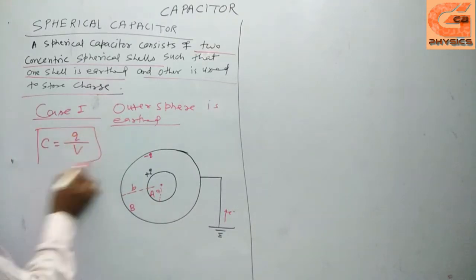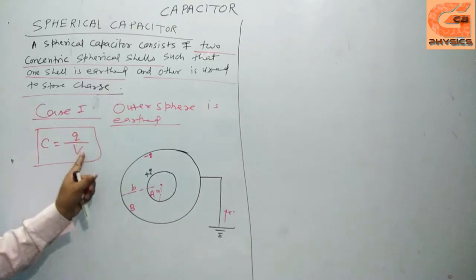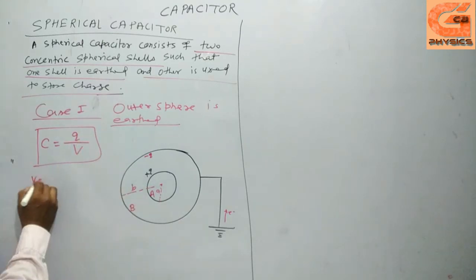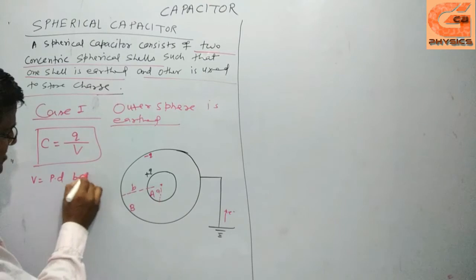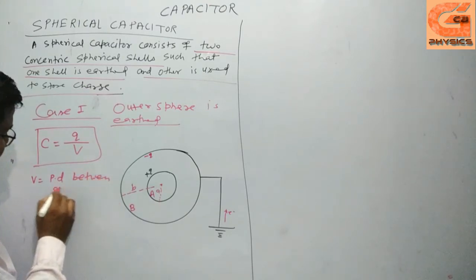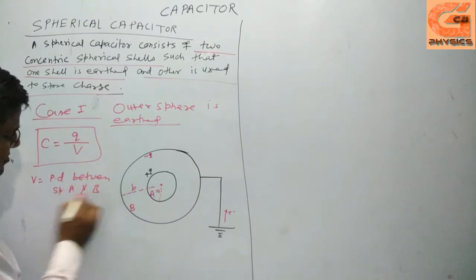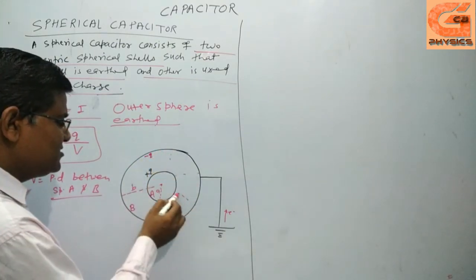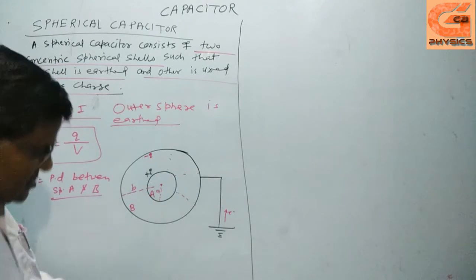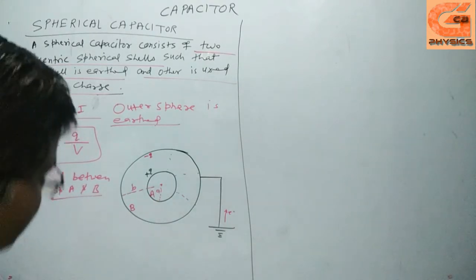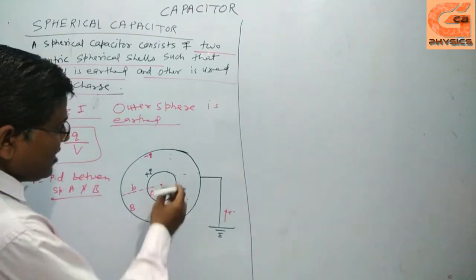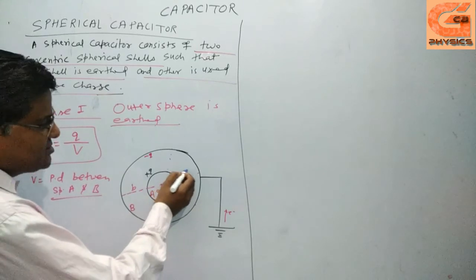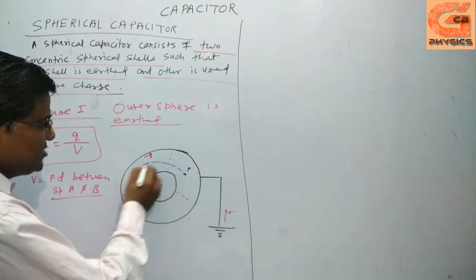This is the important thing. V has the charge Q, but V is the potential difference between a sphere A and B, means in this region, the potential difference. For finding the potential difference between these, I consider a point, suppose P, and make a Gaussian surface.